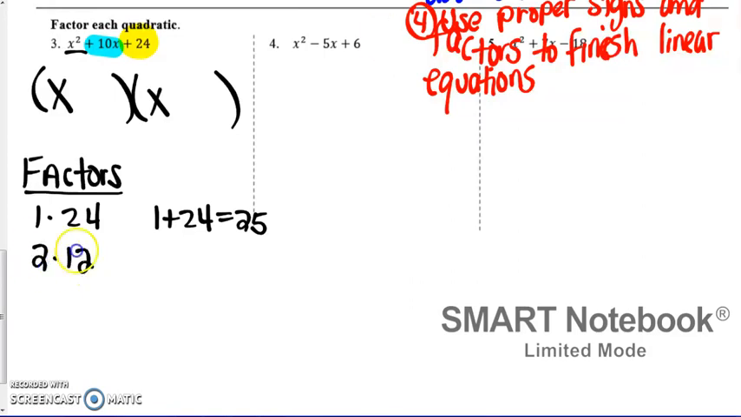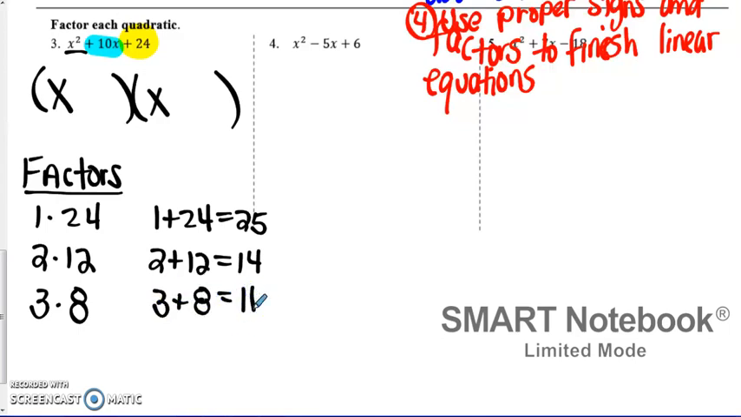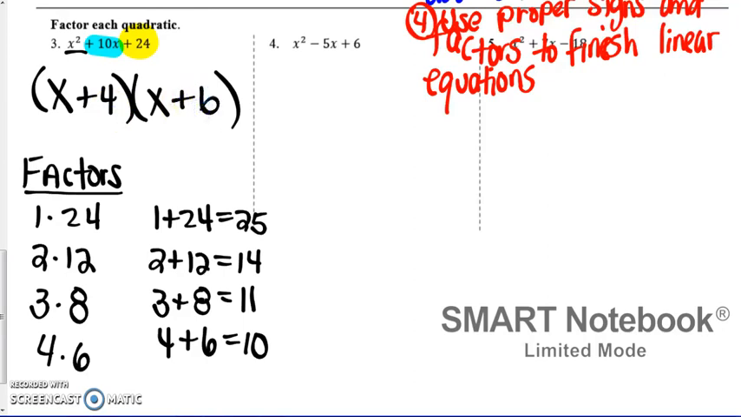2 times 12 gives me 24. Well, 2 plus 12 gives me 14. That does not match my B value. Let's see, 3 times 8 gives me 24. Well, 3 plus 8 is 11. So that does not match my B term. 4 times 6. Hey, if I add up 4 and 6, that gives me 10, and that matches my B value. So my factors must be x plus 4 and x plus 6. And then I can always check that my outside product, 6x, plus my inside product, 4x, give me that middle term of 10x. Okay?